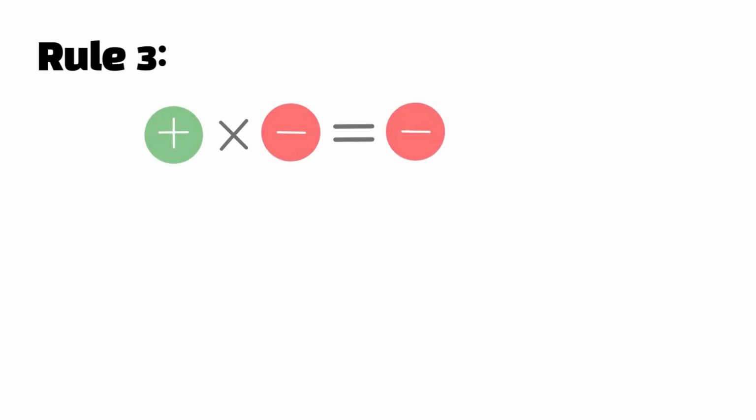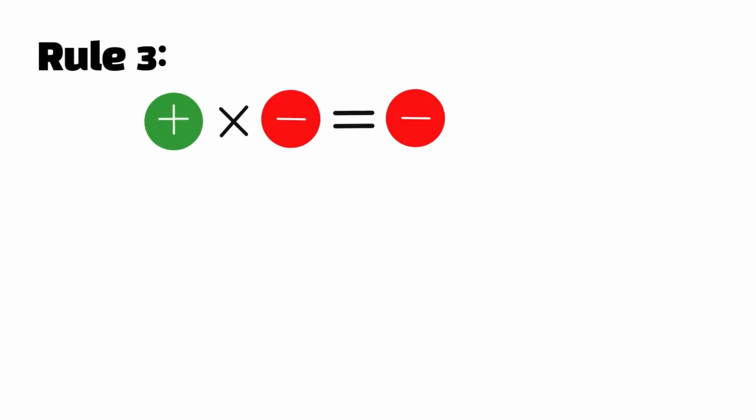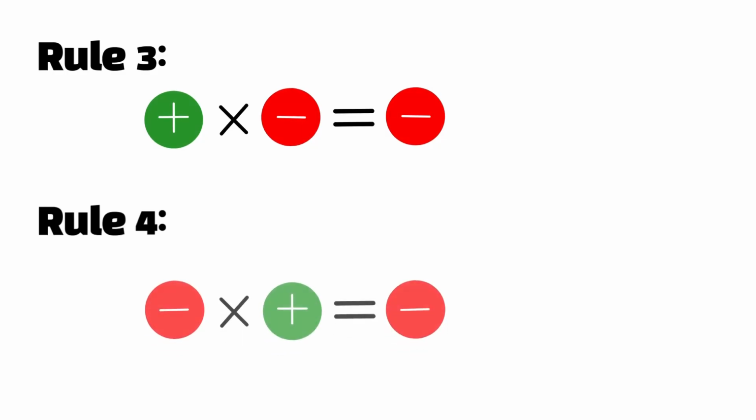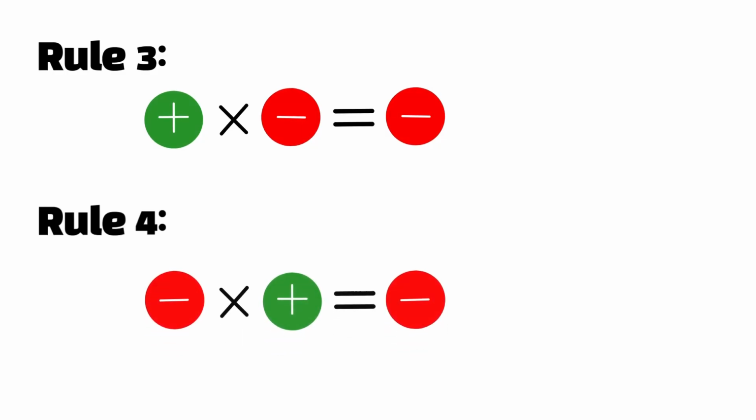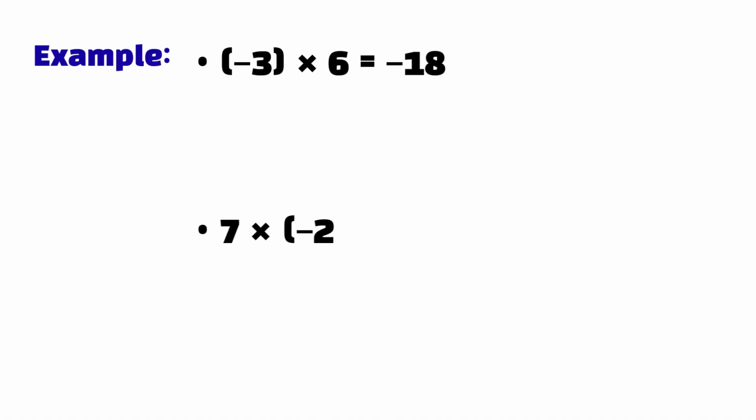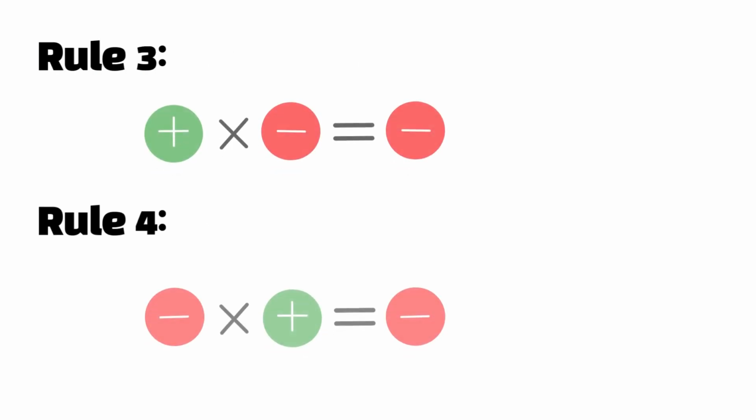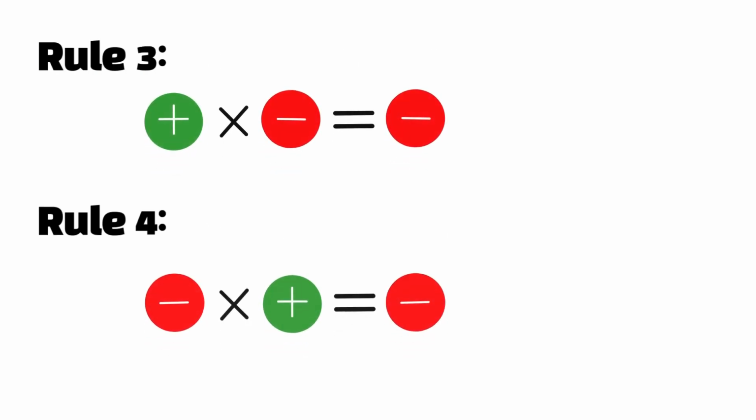Rule 3. Positive times negative equals negative. Rule 4. Negative times positive equals negative. Examples. Negative 3 times 6 equals negative 18. 7 times negative 2 equals negative 14. So, if the signs are different, the answer is negative. That is, for opposite signs, the answer is negative.